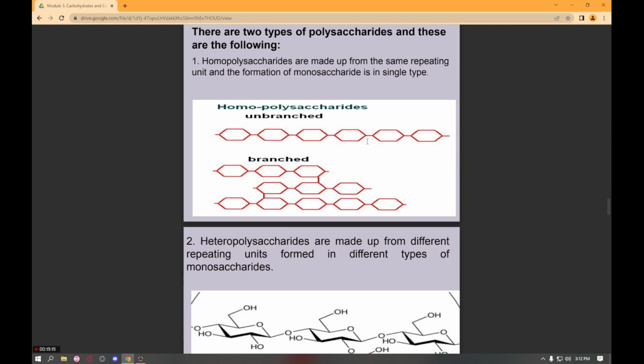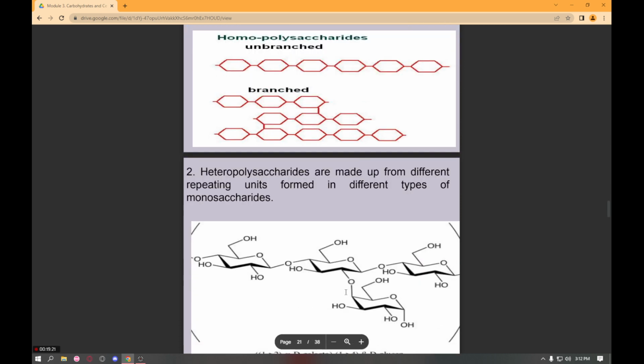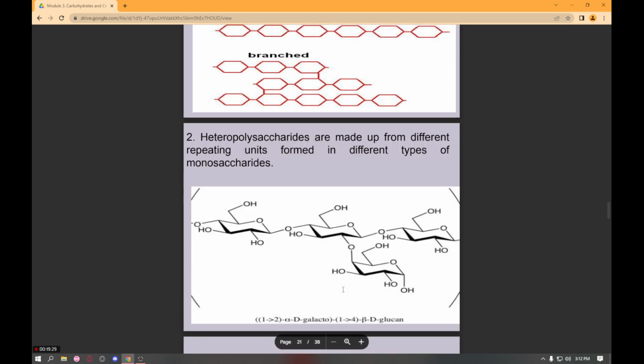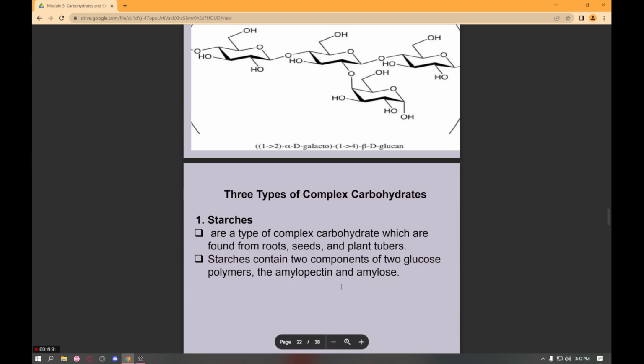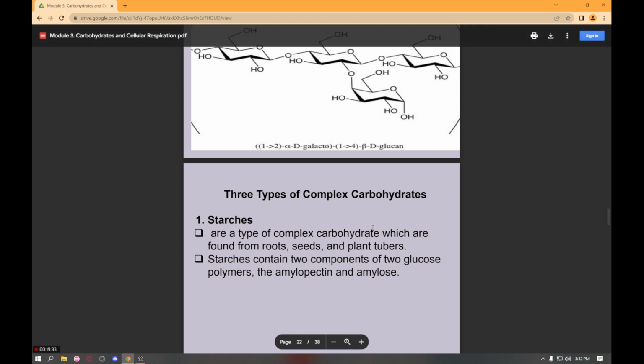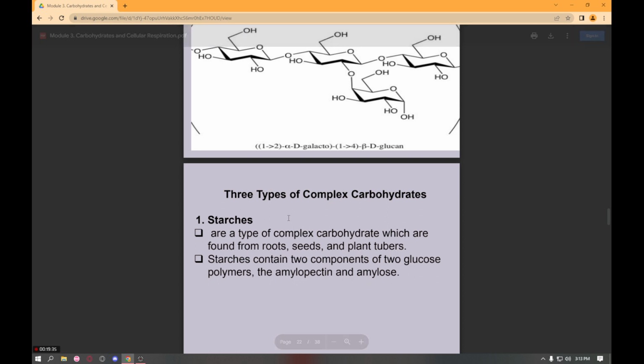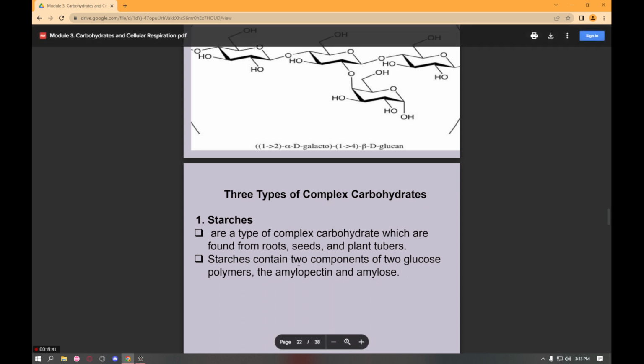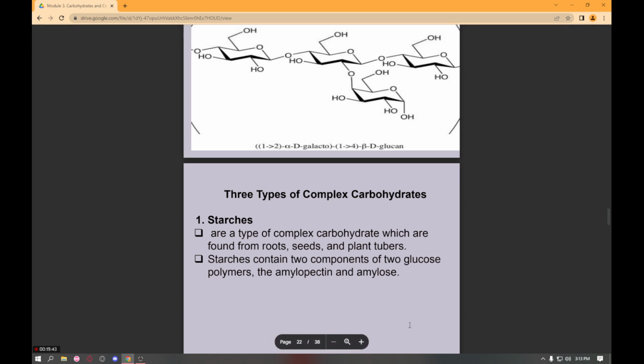Okay, how about when you say heteropolysaccharide? It is not made of the same units. They are in different repeating units. Okay, there are three types of complex carbohydrates. These are your starches, as I have mentioned, the fibers, and then your glycogen. So, let's start with your starches. These are a type of complex carbohydrates which are found from roots, seeds, and plant tubers.